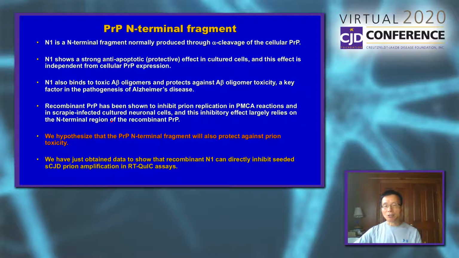And the work from our collaborator, Dr. Wenquan Zou's lab, has shown before that recombinant PrP seems to be able to inhibit prion in PMCA reactions. And this effect seems to largely reside in the N-terminal fragment of PrP. So we hypothesize that the PrP N-terminal fragment will also protect against prion toxicity. And I'll show later that N1 can also inhibit prion directly in RT-QuIC reactions.